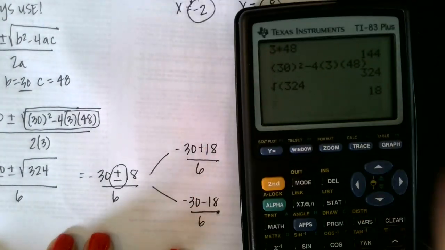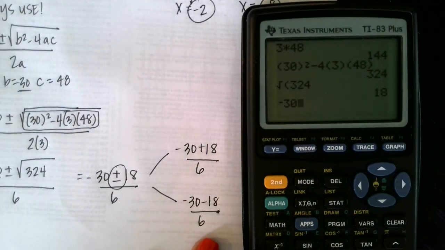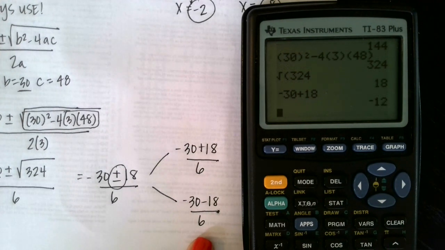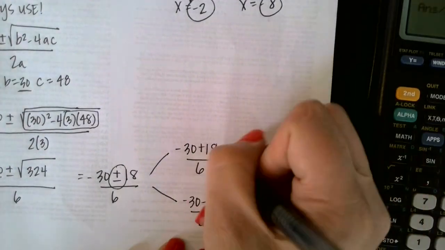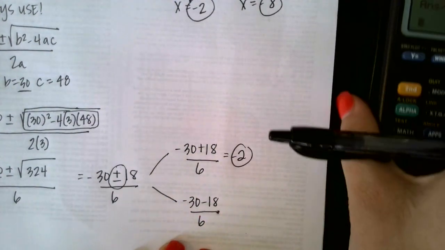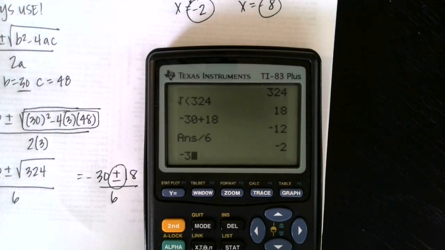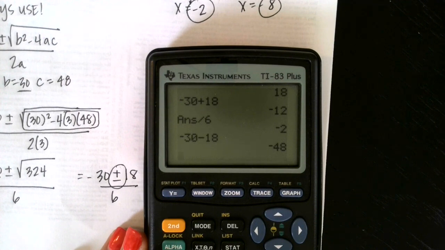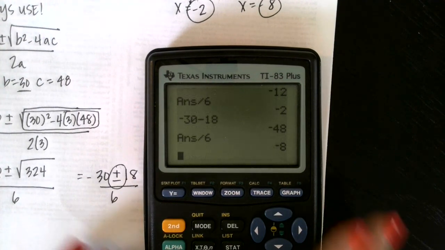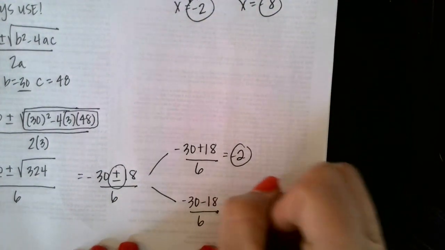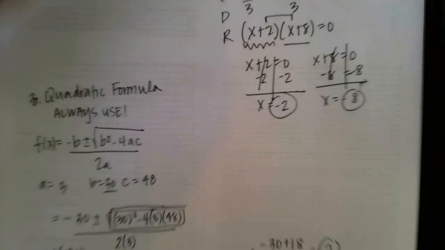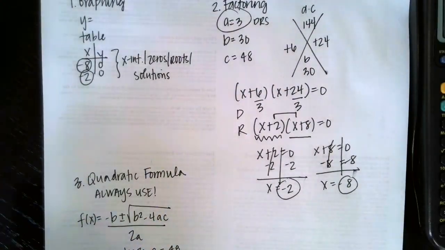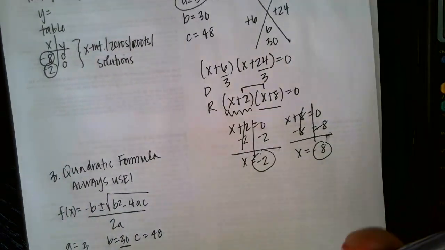So now let's figure out what this is. Negative 30 plus 18 is negative 12 divided by 6 is negative 2. And then negative 30 minus 18 is negative 48 divided by 6 is negative 8. And you can see that in all three of the methods that we did, we were still able to get the same consistent answer.